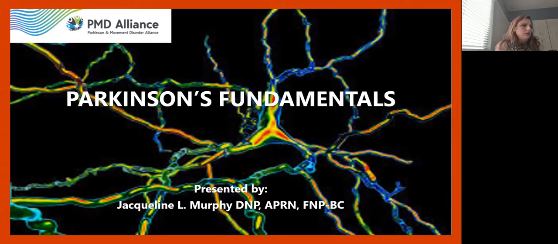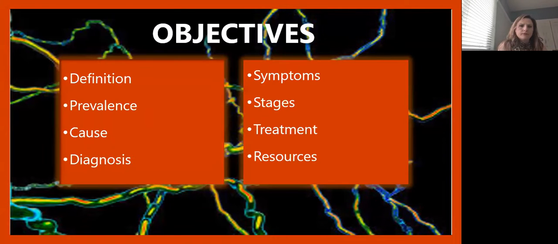All right, so today we're going to talk about the fundamentals of Parkinson's disease. I have no disclosures to put out. Okay, the objectives of today are to discuss the definition, prevalence, and cause of Parkinson's disease, how the disease is diagnosed, what the motor and non-motor symptoms are, what the stages of the disease are, what current treatments we have, and then additional resources that you may have in your community.